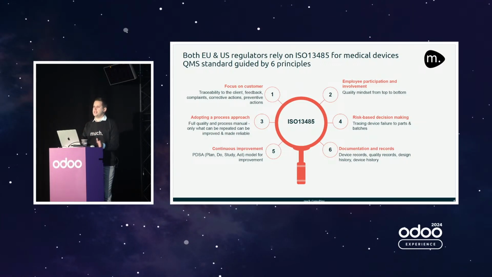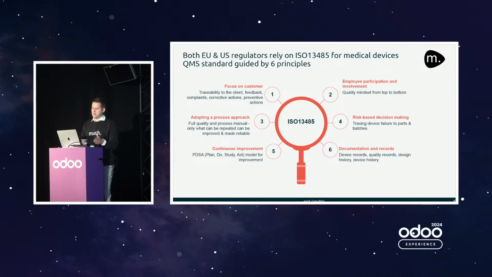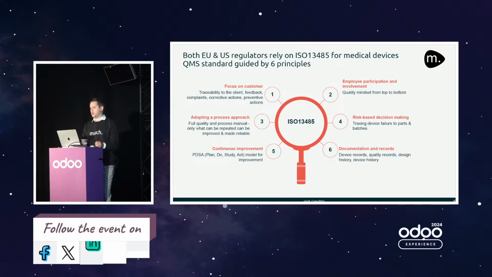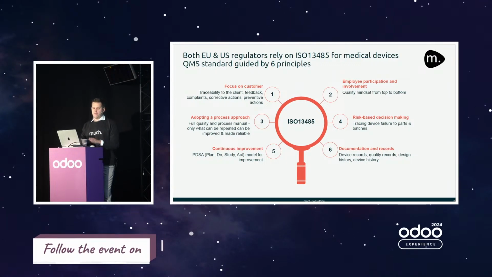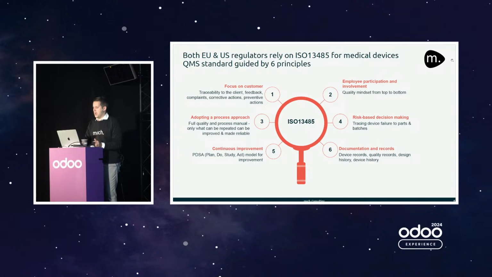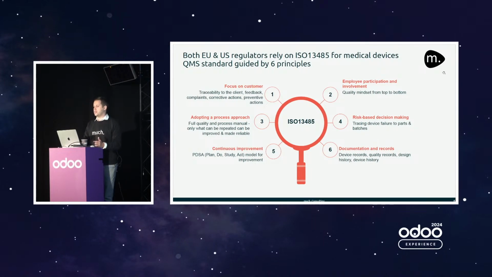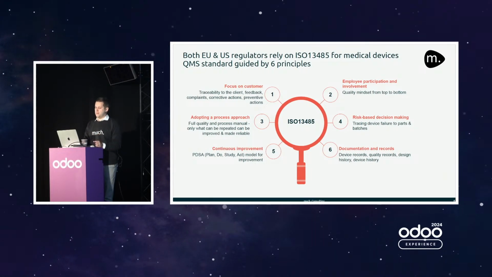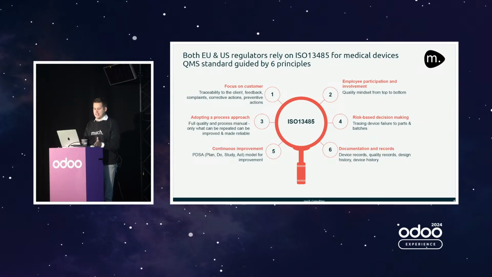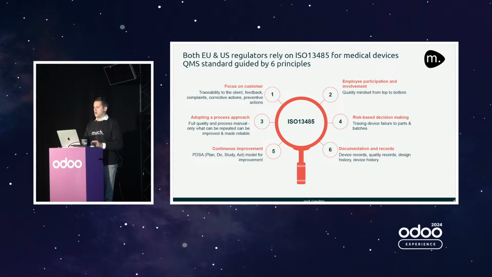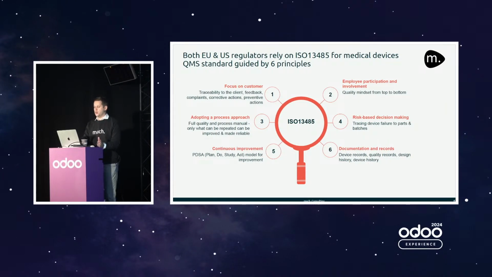And last but not least, and there I think, same as the process approach, is really at the core of what we're going to talk about today, is the documentation and records. Everything that you basically do needs to be documented and recorded, and obviously, if everything happens on one system, that's going to be a lot easier. So keep these guiding principles in mind for all the other things that we're going to talk about today.